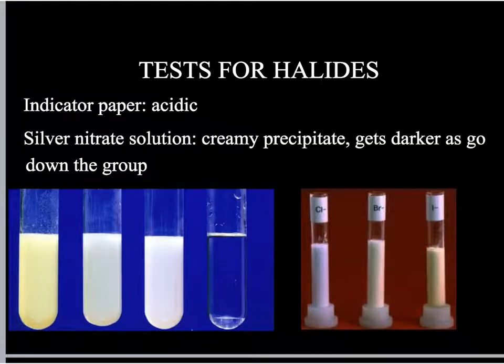We can test for the halides using indicator paper, which will show them to be acidic, as well as using silver nitrate solution. This test for halides using silver nitrate solution is only examined in triple science. We will look at it in more detail in the testing for ions video.